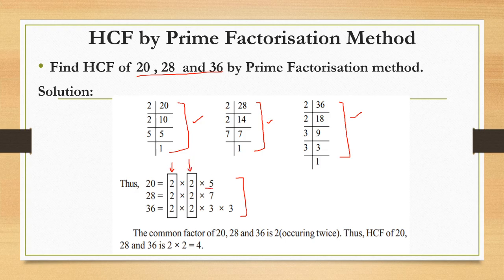Now this 5 is left alone, this 7 is left alone, this 3 into 3 is left alone. So we will leave them alone. Now we will multiply these two values, that is 2 into 2 is 4. Remember, you will not multiply 2 into 2 into 2 again 2 into 2 into 2. Whatever you have circled, you have to multiply only one value from each. Here we have circled three 2's, but we are going to multiply only one 2 with another 2.